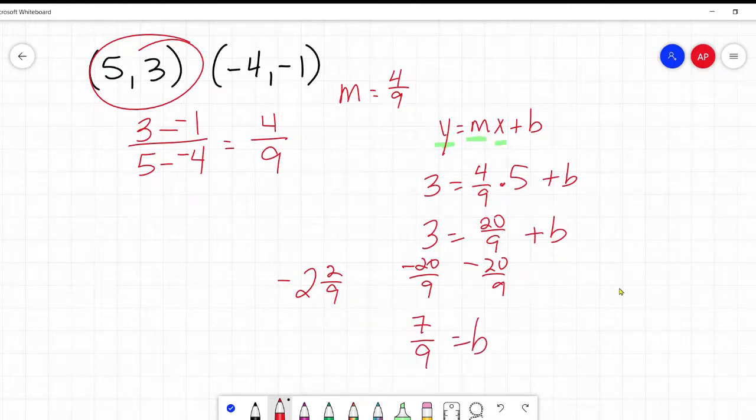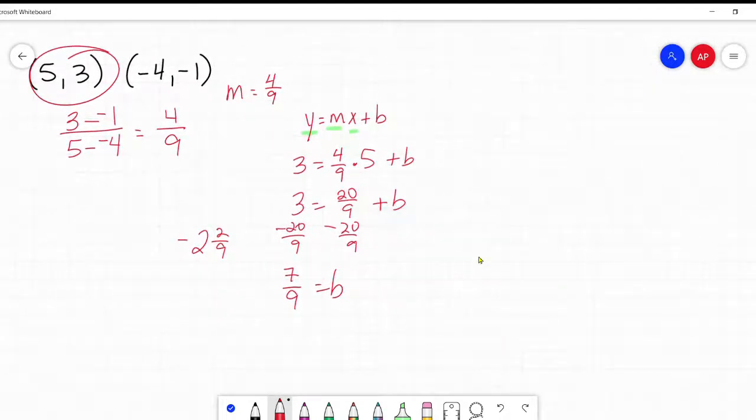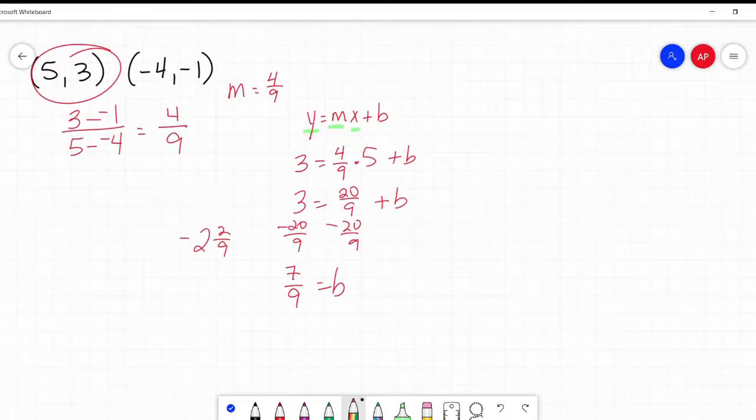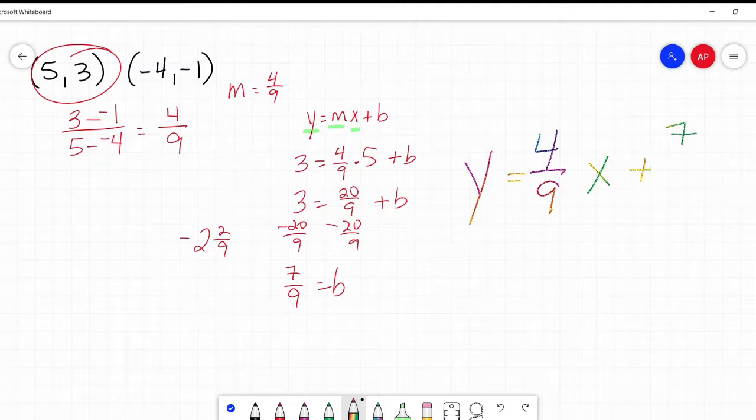Again, when we do our final equation, we're going to leave the y and the x. No more plugging in of those points. The y and the x come back. The only things to plug in are the m and the b. In this case, our m is 4/9 and our b is 7/9. And that is our equation of this line.